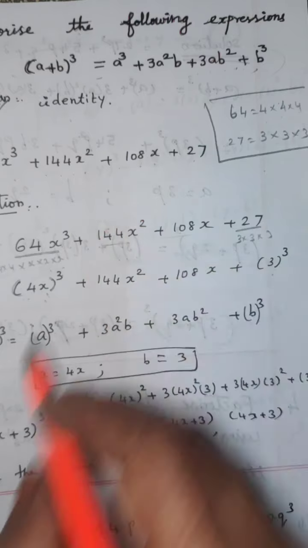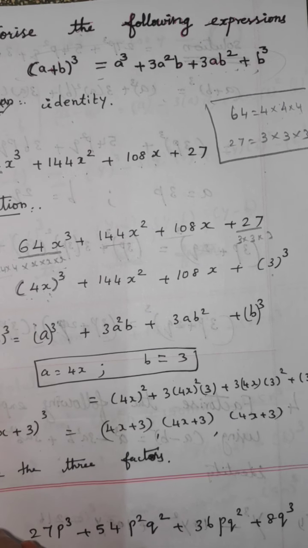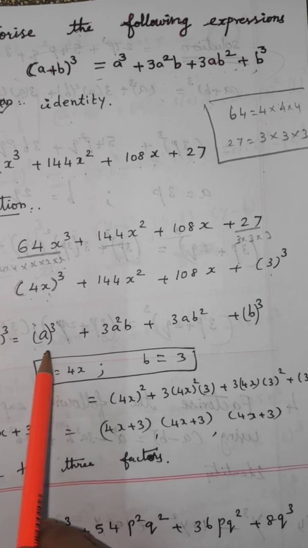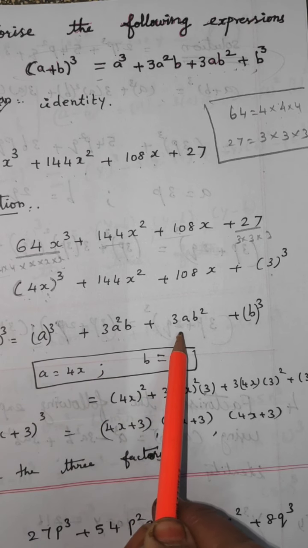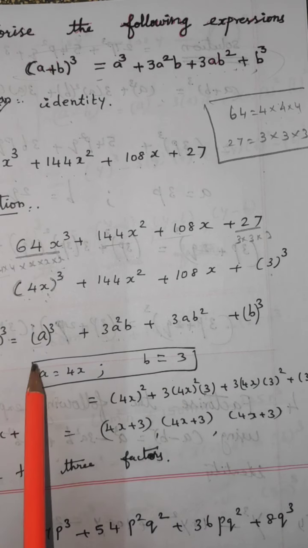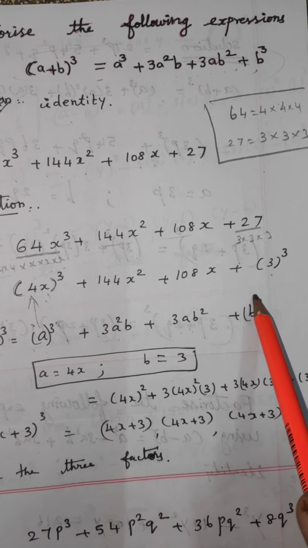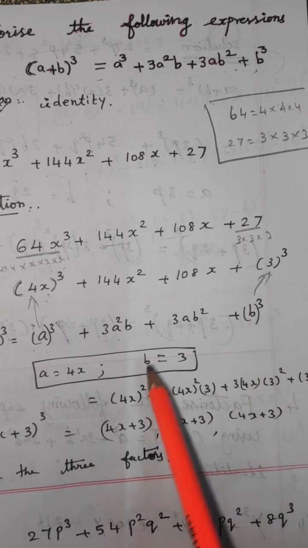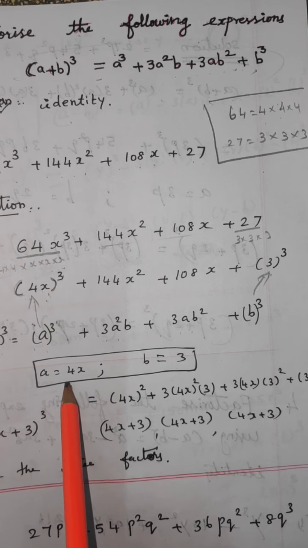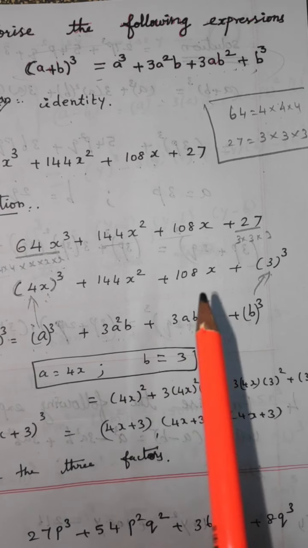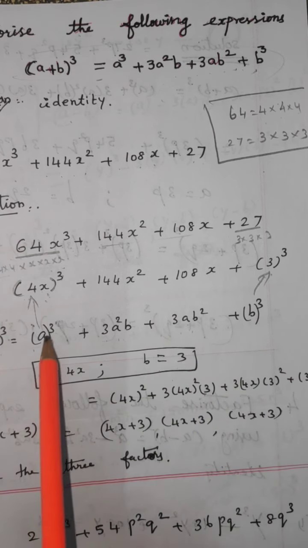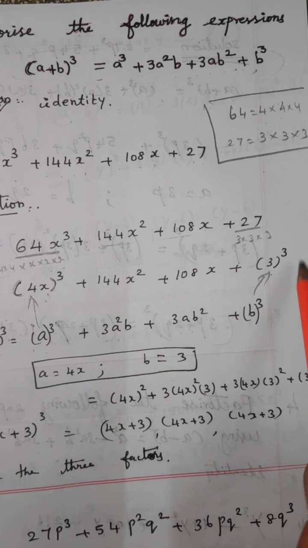What is the identity given in the question? You write a plus b whole cube equal to a cube plus 3a squared b plus 3ab squared plus b cube. Now for a, what is the number? 4x. For the last term, b. For b, what is the number? 3. A equal to 4x, b equal to 3. You write this first. Now clear? A equal to 4x, b equal to 3.